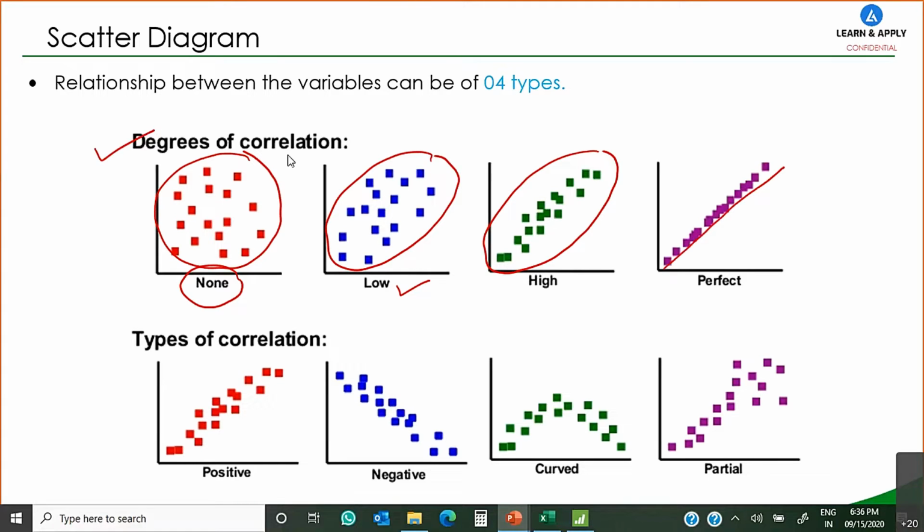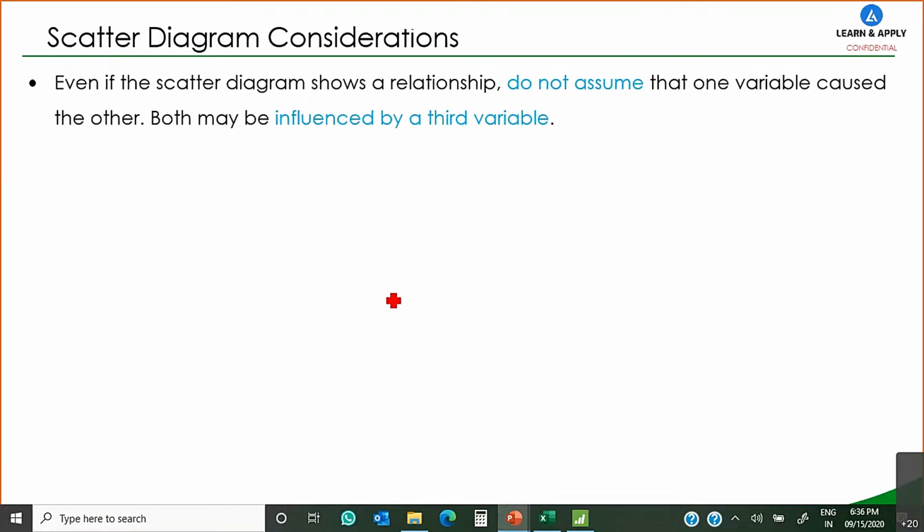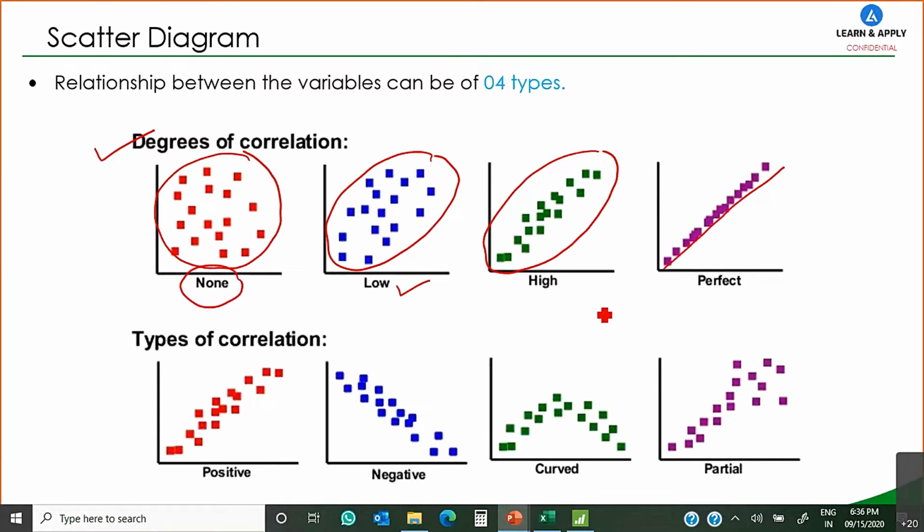Now let's try to understand what types of correlation there are. If you see the trend between the two variables, we can see whether they are correlated, and if they are, what kind of correlation is present. We have seen there are 4 degrees of correlation possible: none, low, high, and perfect.